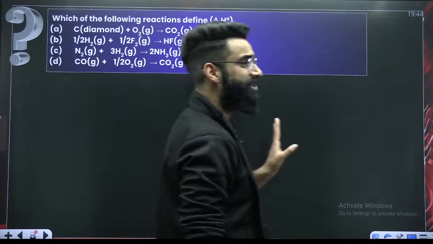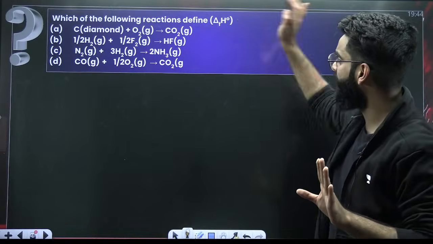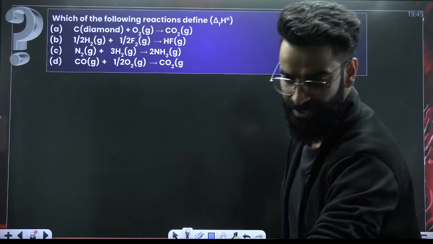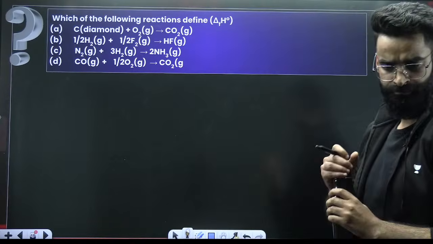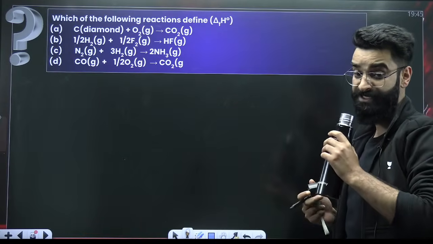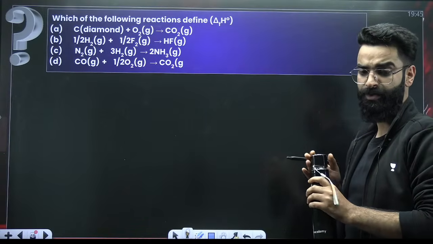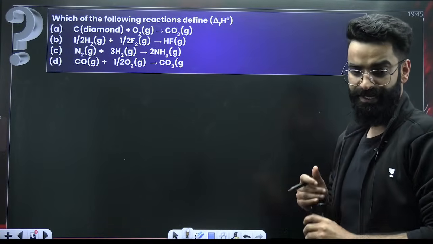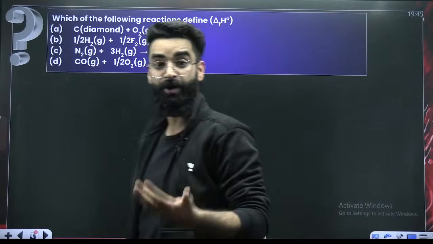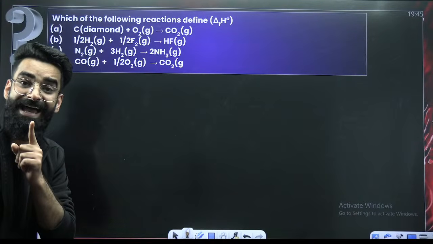Which of the following reactions define the standard enthalpy of formation? Can you let me know in the chats? Look at all these reactions carefully and let me know the answer to this question. It's an asked question, guys. Quickly. How do you define the enthalpy of formation? In order to define the enthalpy of formation, 1 mole of substance has to get formed.